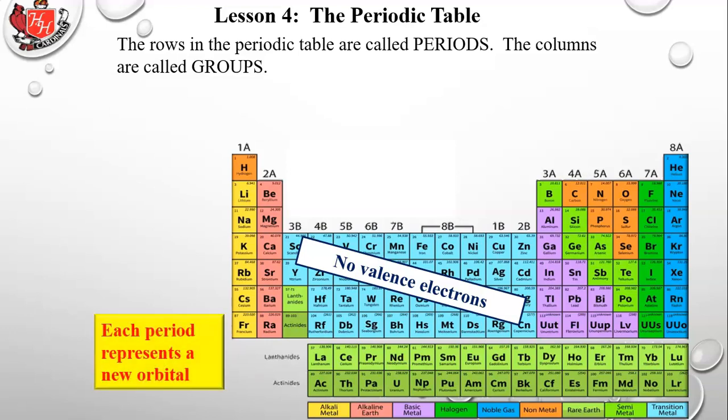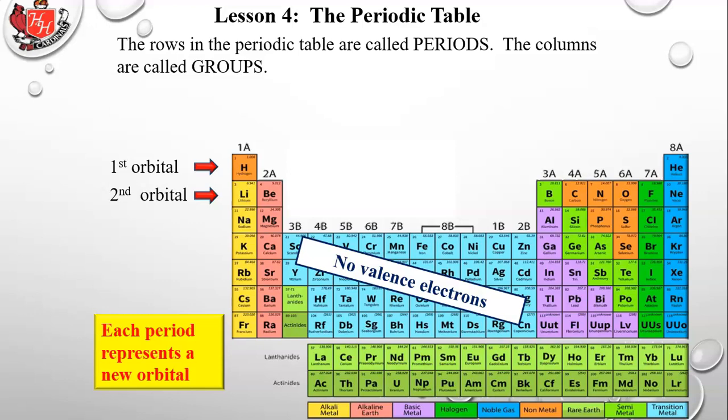So each period represents a new orbital. This is a key point. So the first row represents the first orbital. Hydrogen and helium have one orbital, and then that's all. Then they're done. The second orbital represents the second row.